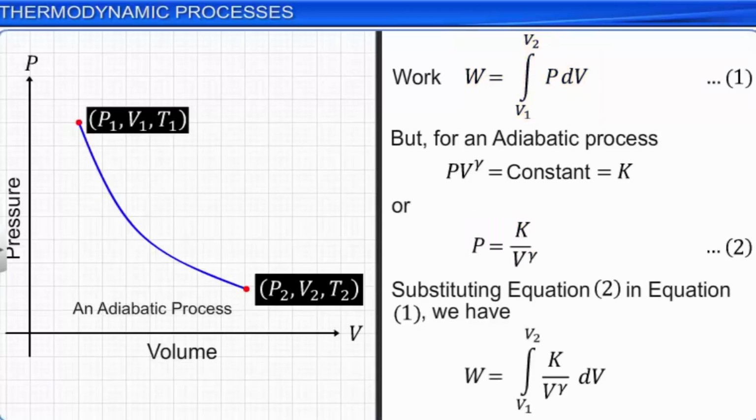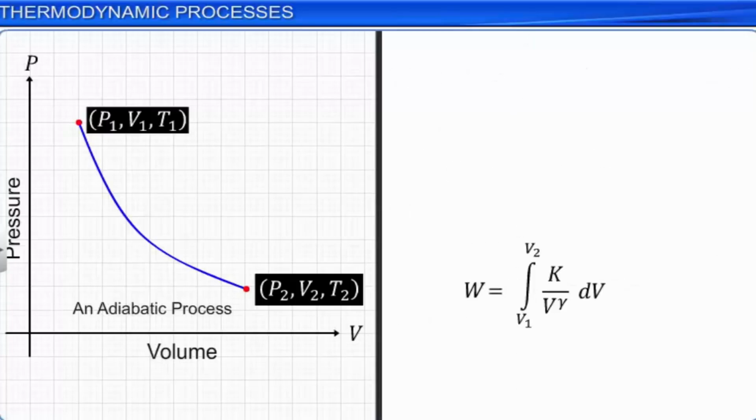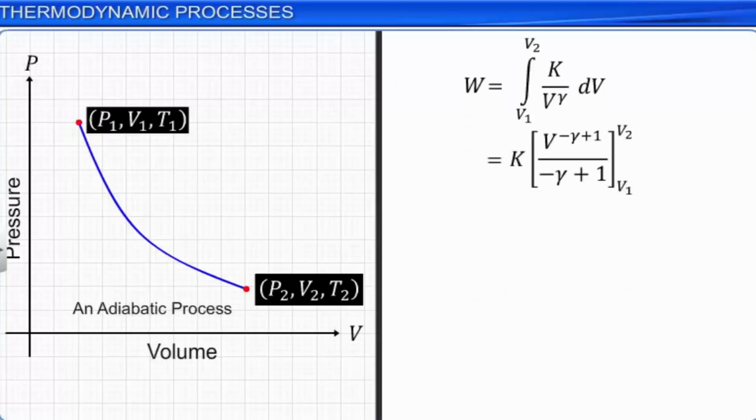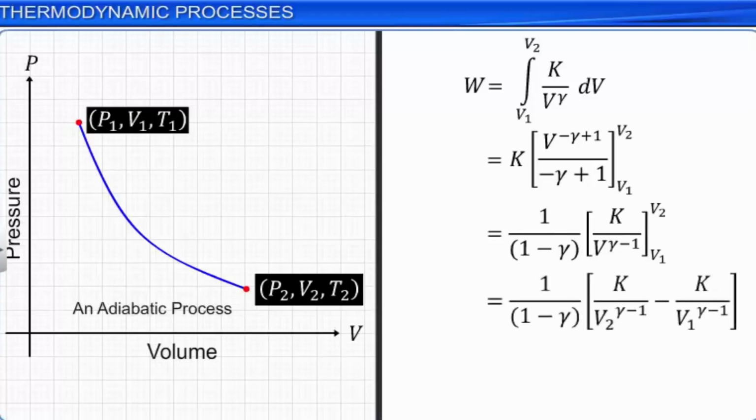which is equal to K into V to the power of minus gamma plus 1 by minus gamma plus 1 from V1 to V2, which is equal to 1 by 1 minus gamma into K by V to the power of gamma minus 1 from V1 to V2, equal to 1 by 1 minus gamma into K by V2 to the power of gamma minus 1 minus K by V1 to the power of gamma minus 1. But P1V1 to the power of gamma is equal to P2V2 to the power of gamma is equal to K.